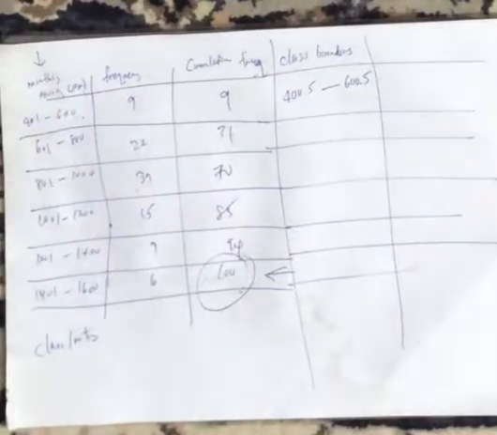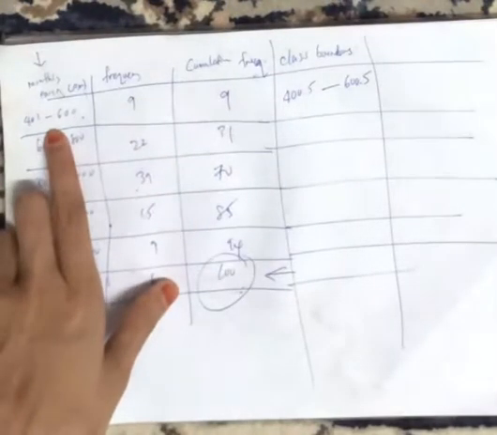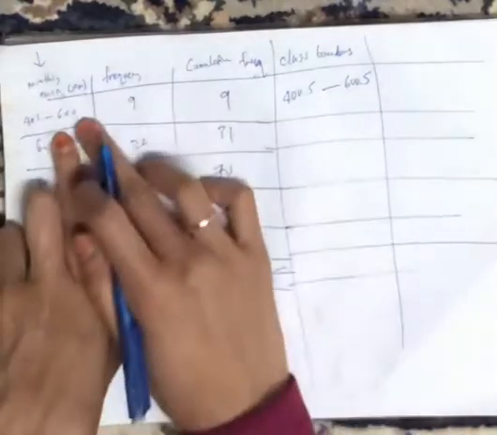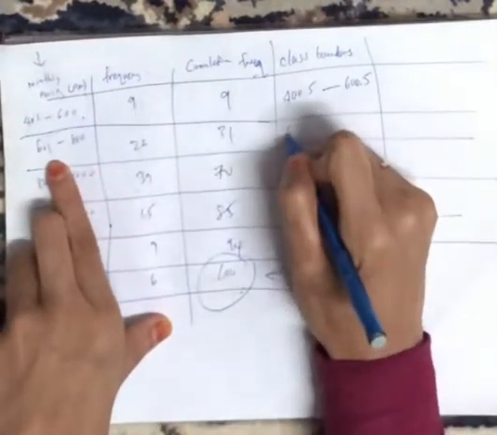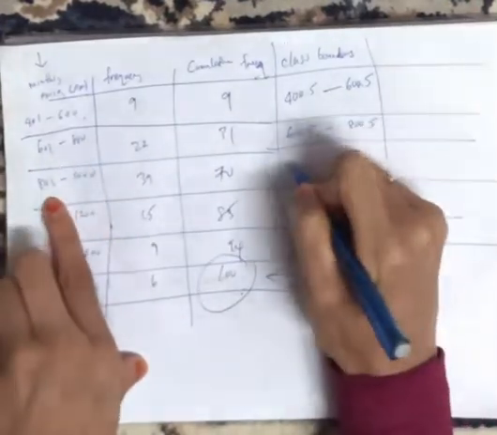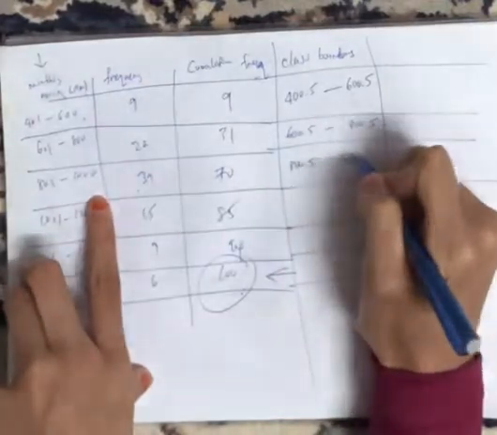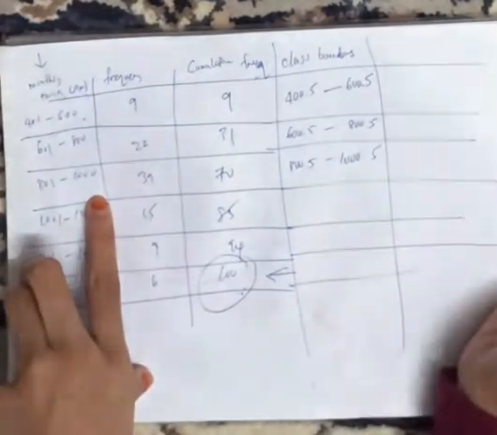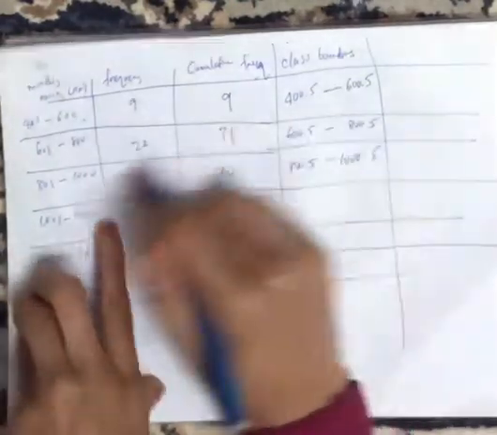Alright, so this is the mean of the class boundaries. The midpoint of the upper limit of one class and the lower limit of the next class. So means that this is the 400.5 and it will be 600.5, and this one will be 600.5, and this one will be 800.5, this is 1000.5. Okay, and then what else?